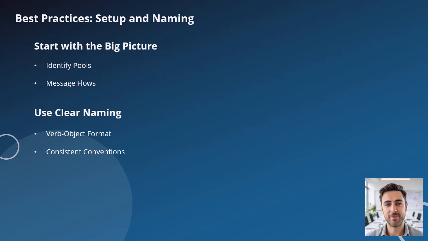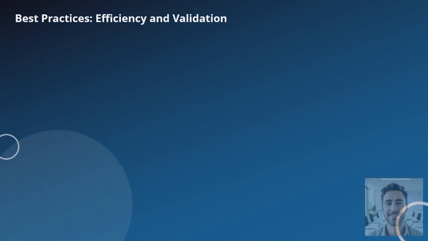Maintain consistent naming conventions across your organization. This consistency prevents confusion during reviews and ensures everyone interprets the diagram the same way. Leverage the resource catalog to rapidly create connected elements and reduce errors. Keep diagrams focused by limiting scope and using subprocesses for complex activities.